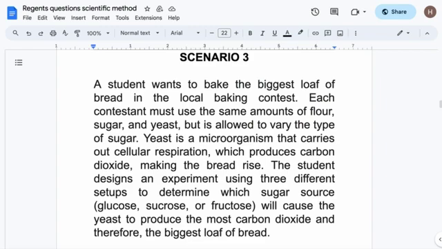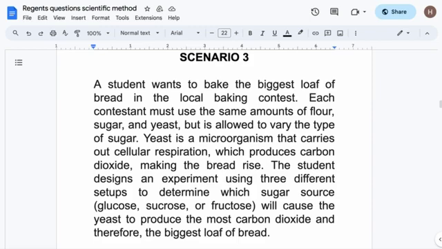A student wants to bake the biggest loaf of bread in the local baking contest. Each contestant must use the same amount of flour, sugar, and yeast, but is allowed to vary the type of sugar. Yeast is a microorganism that carries out cellular respiration, which produces carbon dioxide, making the bread rise. The student designs an experiment using 3 different setups to determine which sugar source, glucose, sucrose, or fructose, will cause the yeast to produce the most carbon dioxide and therefore the biggest loaf of bread.